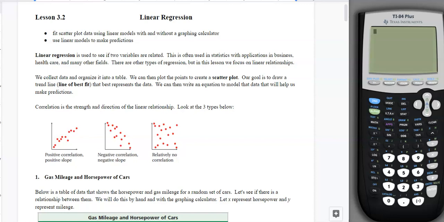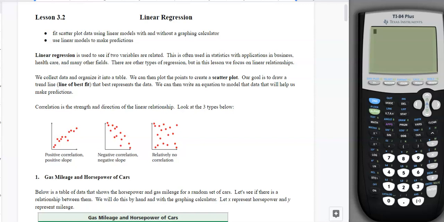All right, lesson 3.2, linear regression. There's going to be a lot on this one about how to enter things in the calculator. Probably the first time we've done some of the statistics on here, so maybe a little bit longer going through the keystrokes, but try to keep it as short and sweet as possible.